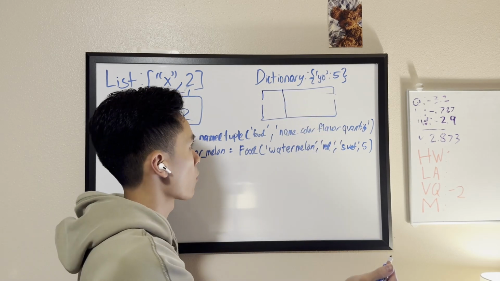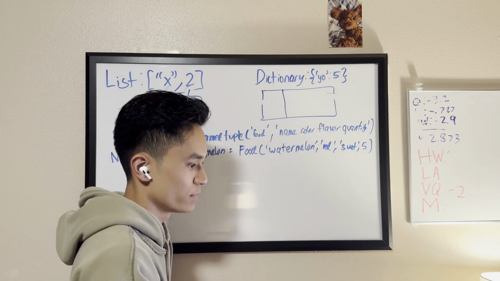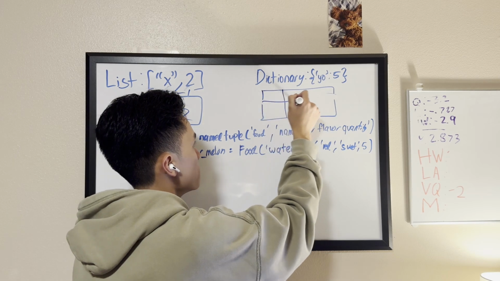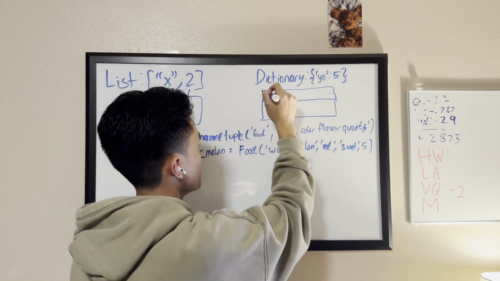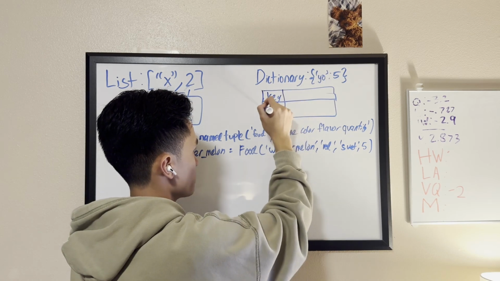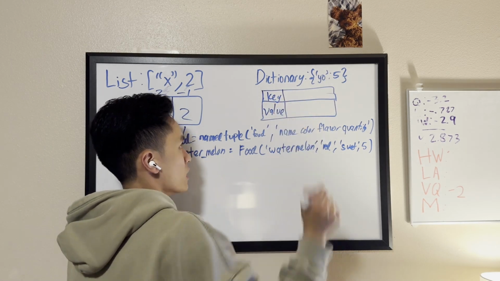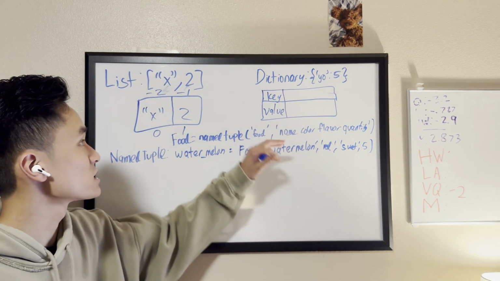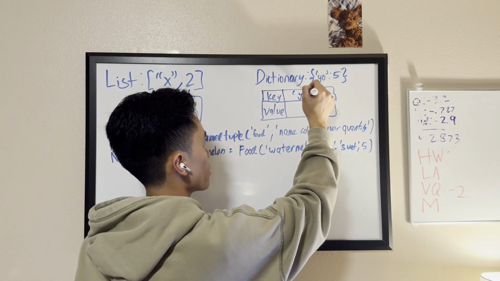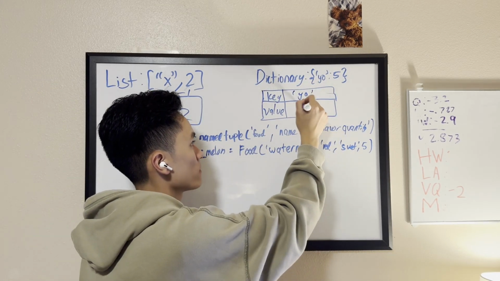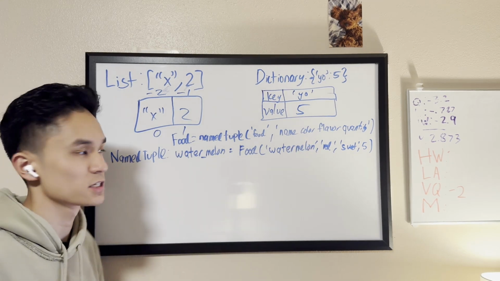Now I know what you're thinking. Why? How come, Brian? Well, because. So, this is going to be the key. It's going to be the value. Now remember, there's no indexes, so this is all we need. And our key right here is the string yo, and the value is going to be 5. So that is how you visualize a dictionary.